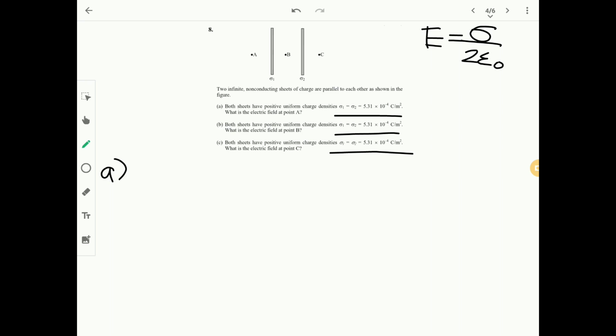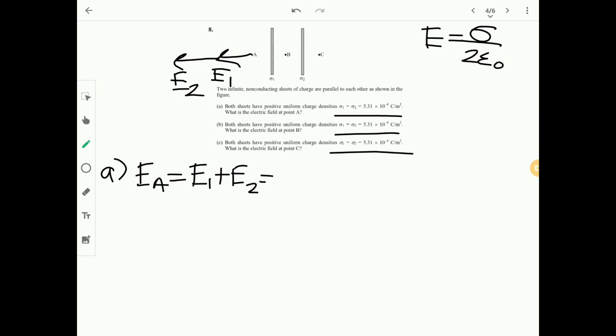So this is E2. So isn't E at A equal to E1 plus E2, which is sigma 1 over 2 epsilon 0 plus sigma 2 over 2 epsilon 0. And now since sigma 1 equals sigma 2, they're the same. So it's sigma, which I've replaced by 1 over 2 plus 1 over 2 is 1. So sigma over epsilon 0, which gives us 6.00 times 10 to the power of 7 newtons per coulomb. They've asked us, we don't need to say, but let's just say it's left. Extra details, it helps. So that's part A. The electric field points to the left at point A.